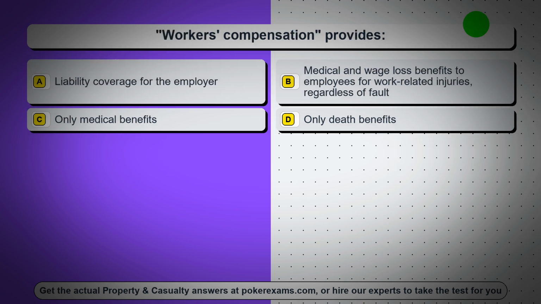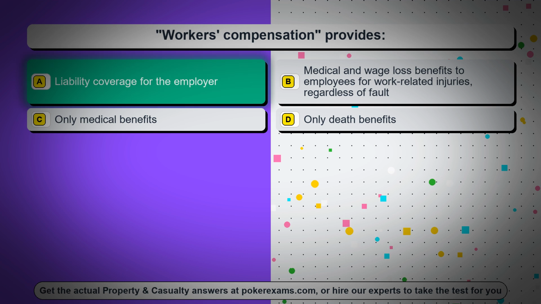Question 13. Workers' compensation provides. Option A, liability coverage for the employer. Option B, medical and wage loss benefits to employees for work-related injuries, regardless of fault. Option C, only medical benefits. Option D, only death benefits.